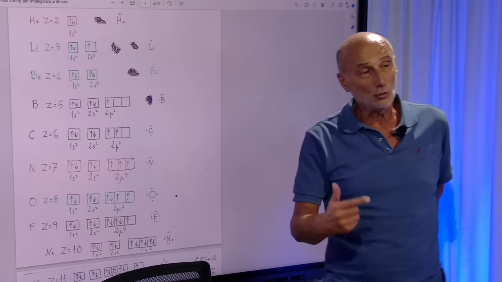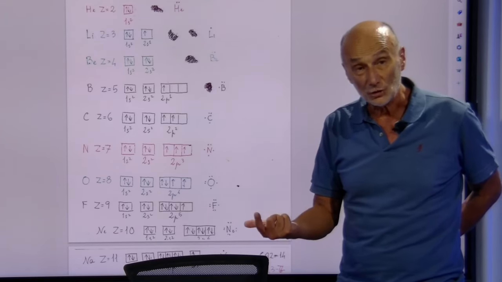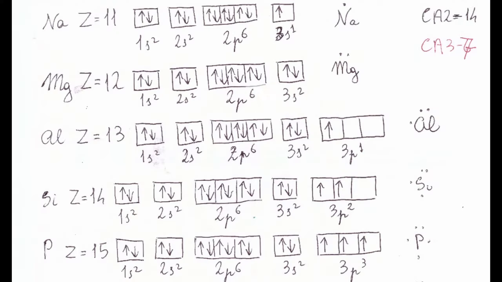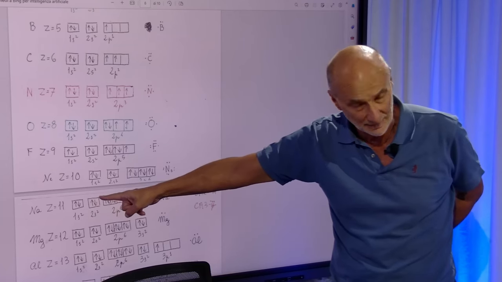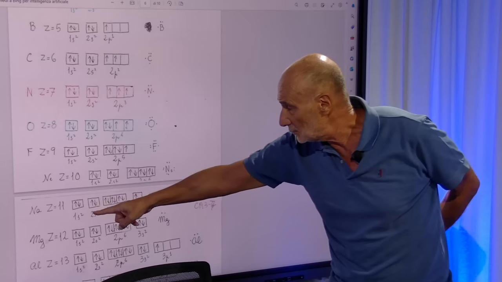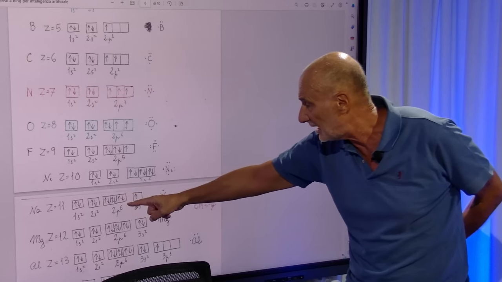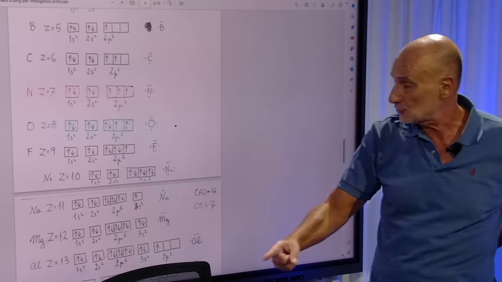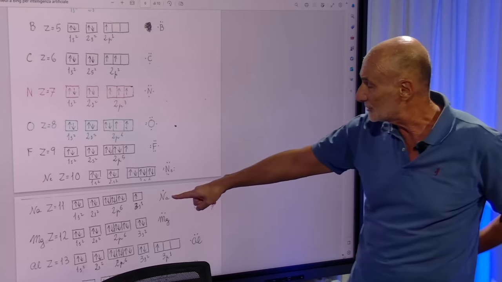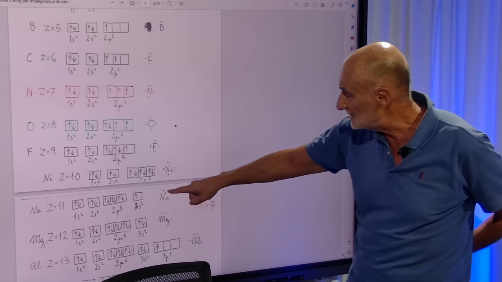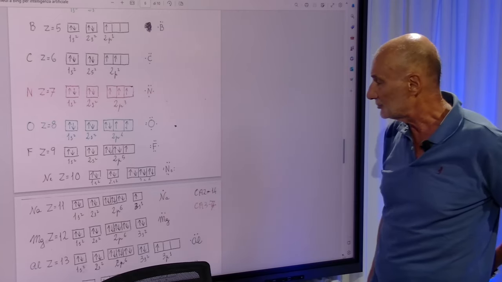After neon, the following element is sodium. Let's see the electron structure of sodium. Look at this. The atomic number is 11. The electron structure is 1s2, 2s2, 2p6. The 11th electron is located in the 3s1 orbital. So this is the electronic symbol of sodium, with this dot, which represents the electron located in the 3s1 orbital.